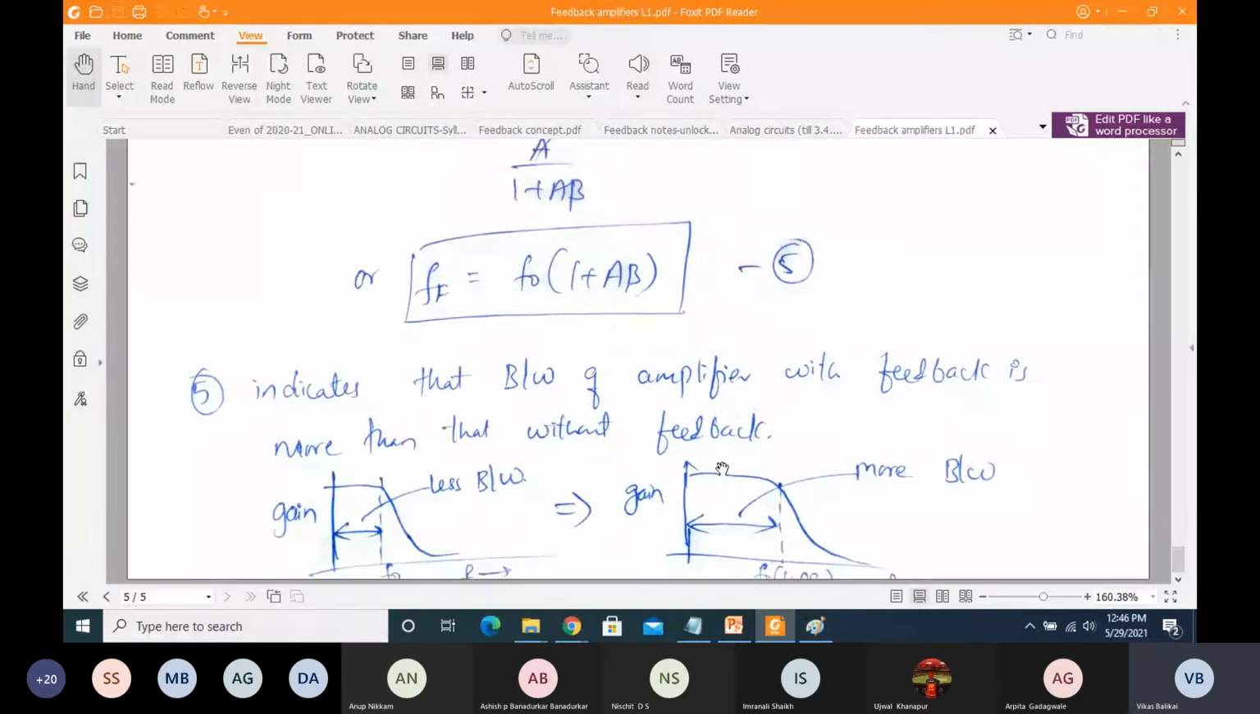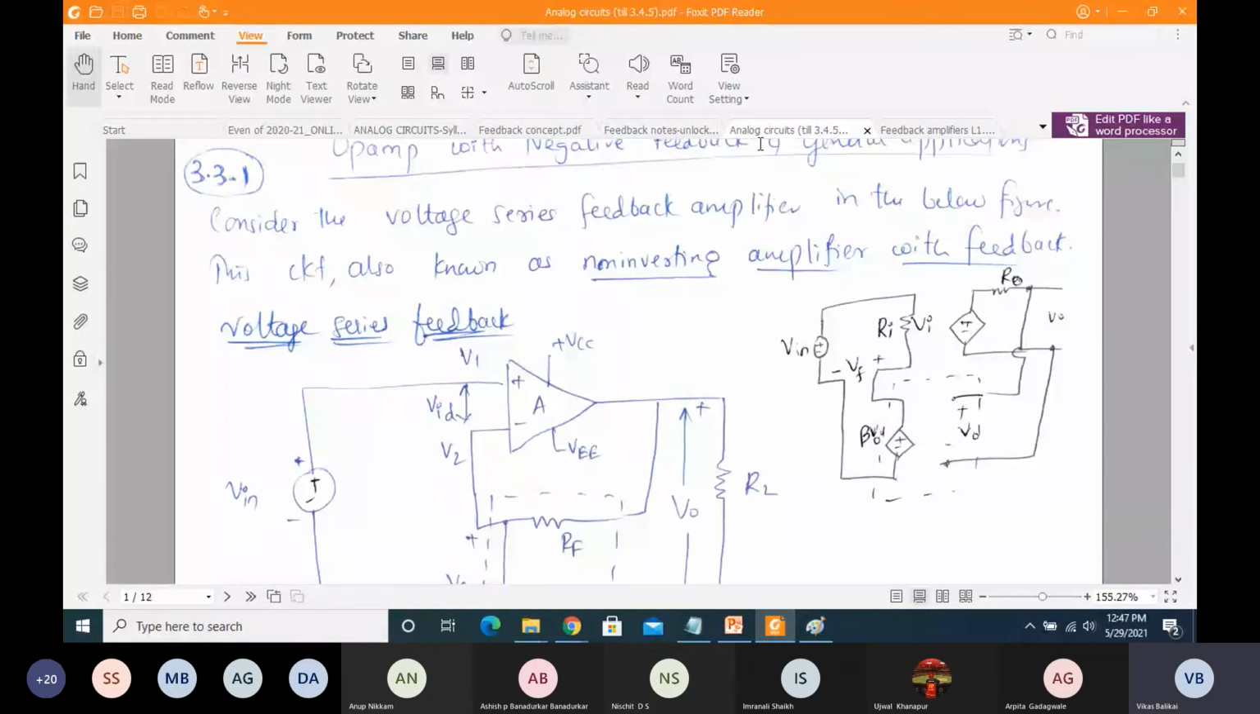That is what I have shown over here. I am extending the bandwidth this much, but all of this is happening at the cost of reduced gain. So the gain drastically reduces. This is the core concept behind using the feedback amplifier, and this is what I wanted to say with respect to the feedback amplifier properties.